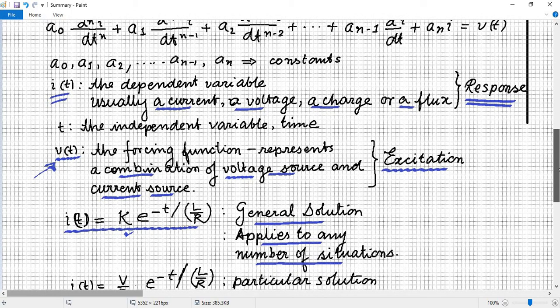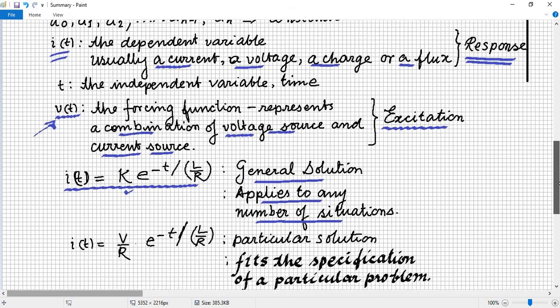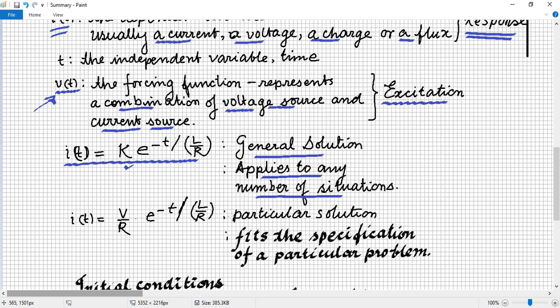It's not specific to any particular situation. We have seen that using initial conditions, we can get the particular solution of the circuit, which will be of this form, where i(t) is equal to, now this K, which was unknown here, is determined, and then we write this. This is known as the particular solution, and this fits the specifications of a particular problem. That's why the name particular solution.